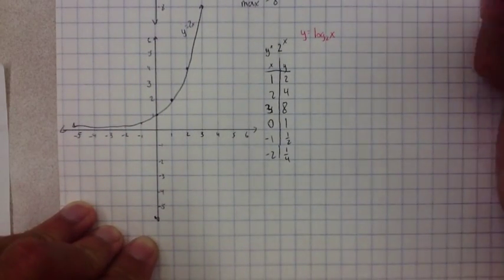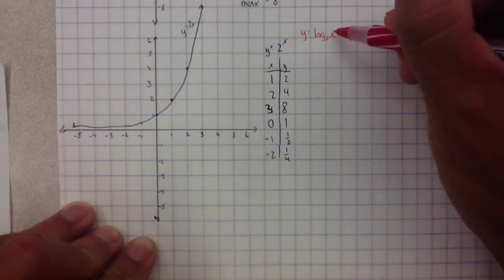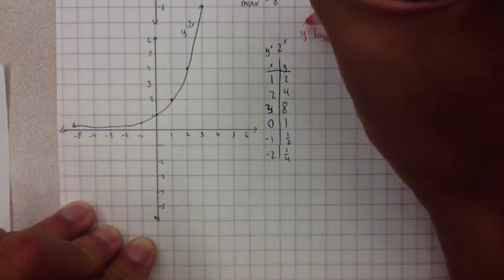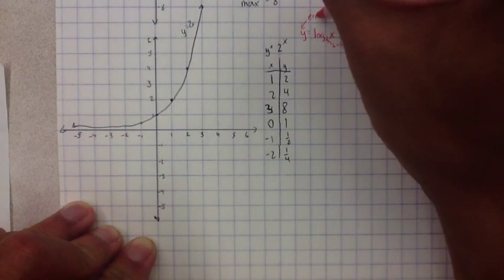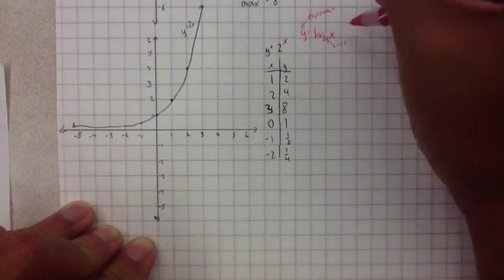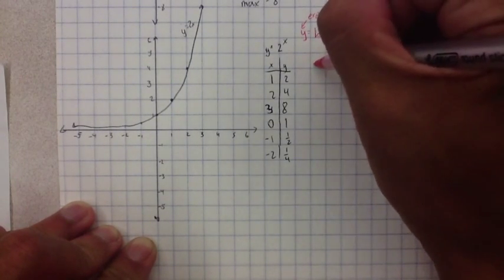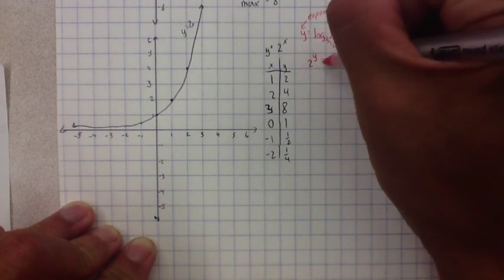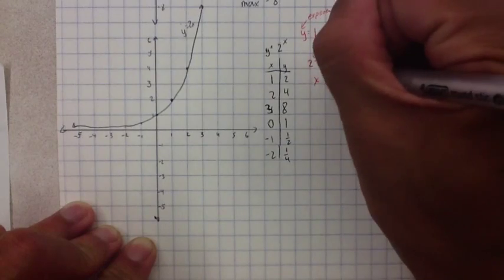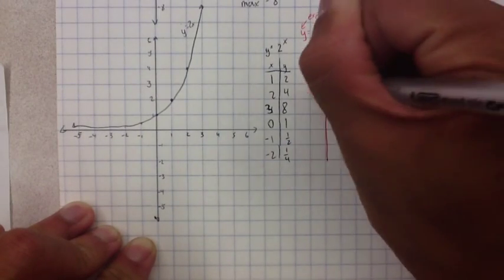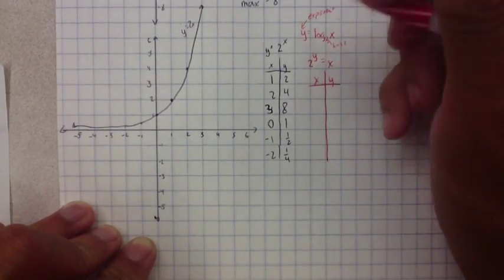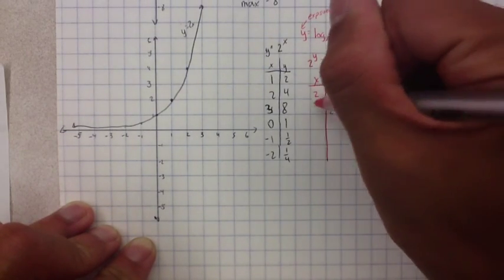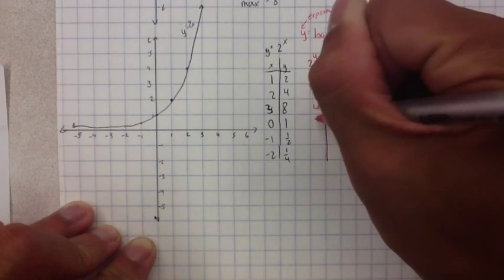The same vein of things, log base 2 of x equals y. Remember that this is a base. Because logs are exponents, this is an exponent, and this is just your other number. So your base is going to be 2 to the y this time is equal to x. I'm going to make that same xy chart and just plug in things for y instead of x. So when y is 1, x is 2. When y is 2, x is 4. When y is 3, x is 8.